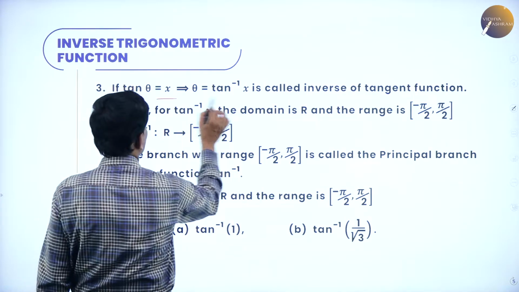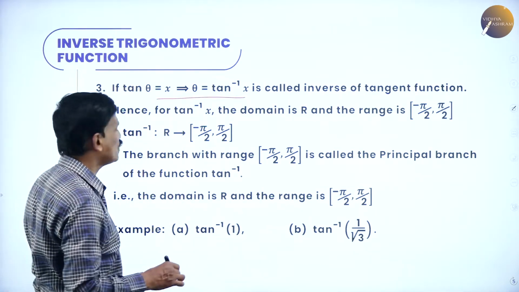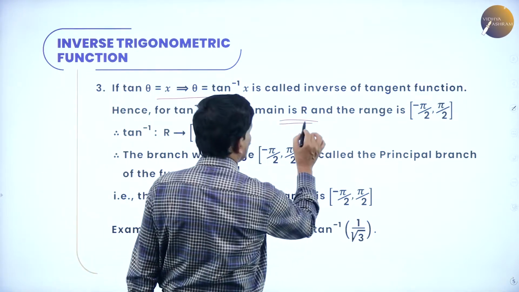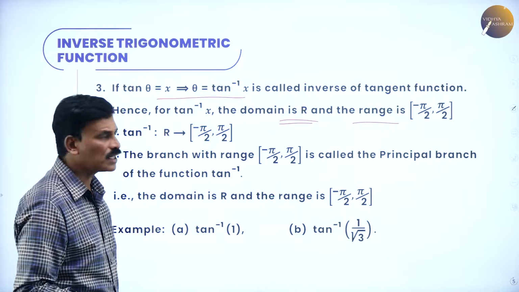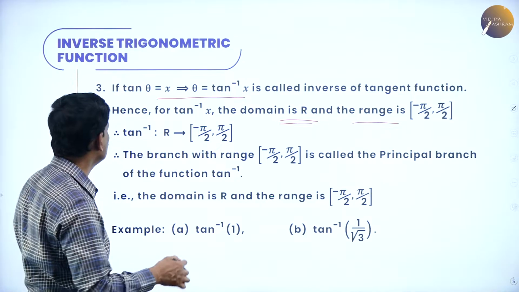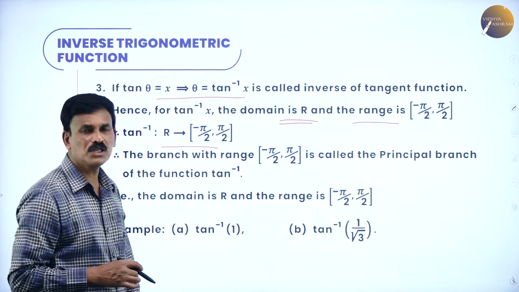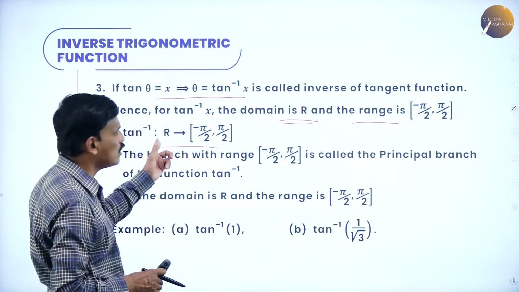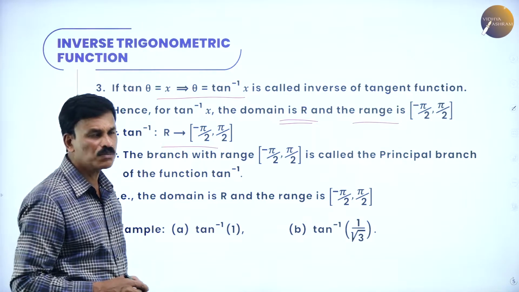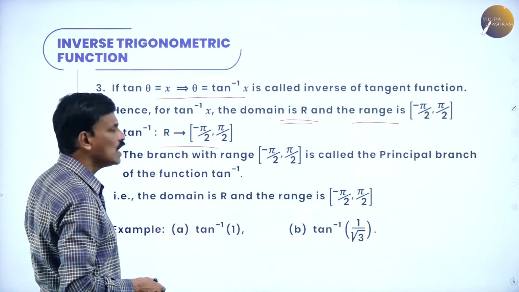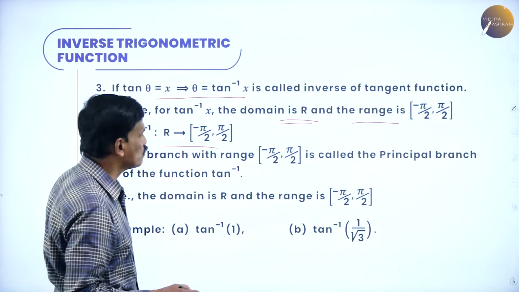If tan theta is equal to x, theta is equal to tan inverse x, which is called the inverse tangent function. Hence, for tan inverse x, the domain is R and the range is minus pi by 2 comma plus pi by 2. And therefore, tan inverse is a function from R to minus pi by 2 comma pi by 2. The domain is R, the set of real numbers, and the range is minus pi by 2 comma plus pi by 2 for tan inverse x, and the branch with the range minus pi by 2 comma plus pi by 2 is called the principal branch of tan inverse.